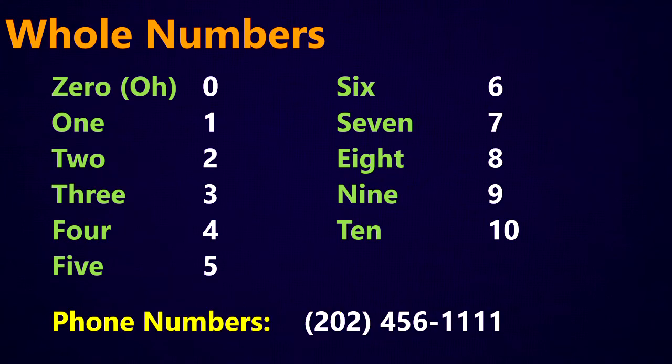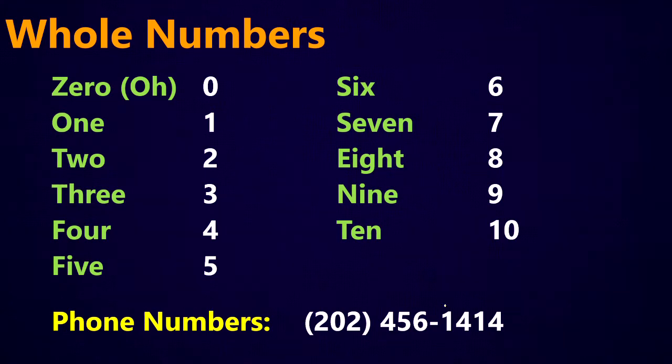So for example, if I was saying this phone number, I would say 202-456-1111. So we're saying each of the numbers individually, except for 0, we're saying O instead of 0. Sometimes people might say zero if they're trying to be very clear. But more often than not, people will say O, like 202-456-1111.